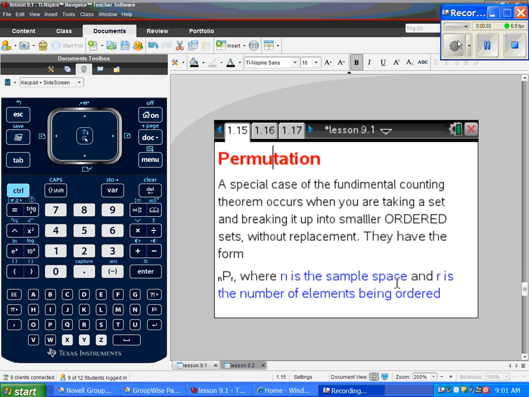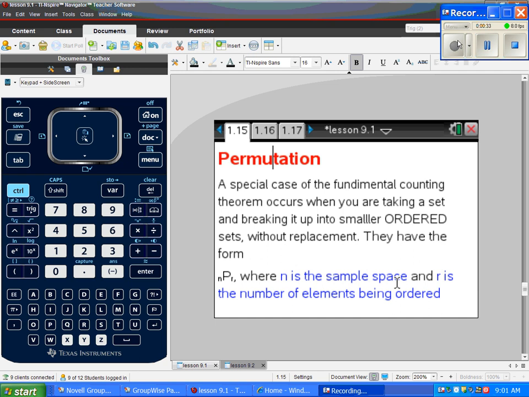So we're going to finish up 9.1. The last thing we have to talk about here is permutations. The permutation is a special case of the fundamental counting theorem. And what it involves is taking a large set, your sample space, and breaking it up into a smaller group where within that group order matters. And you'll see that'll become more clear in a second when we do some examples.